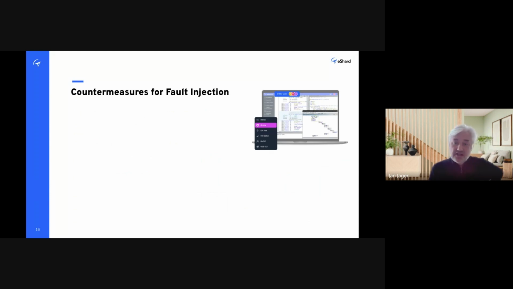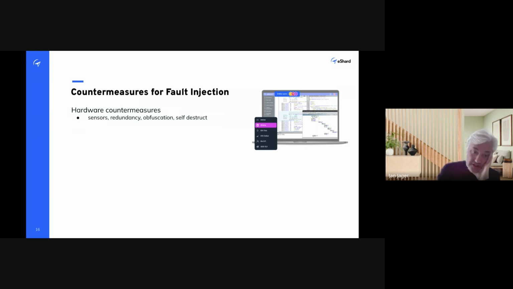So looking at countermeasures, what can we do to prevent fault injection from being successful and changing the behavior of the firmware? That is, of course, a question that many people ask themselves, and there are a few ways. There are hardware countermeasures like sensors or redundancy, obfuscation, or even, if you are doing voltage glitching, you can fuse it out, or any other protections.